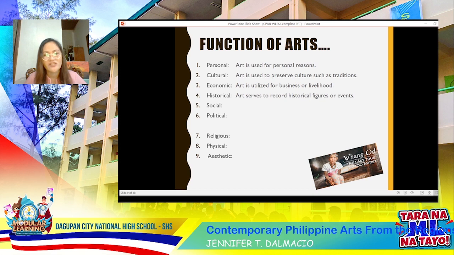Historical is when art serves to record historical figures or events. And we see that at Rizal Park, featuring our national hero, Dr. Jose Rizal. And that particular statue of Rizal really reminds us of the heroic deeds during the time of the Spaniards through Noli Me Tangere and El Filibusterismo.